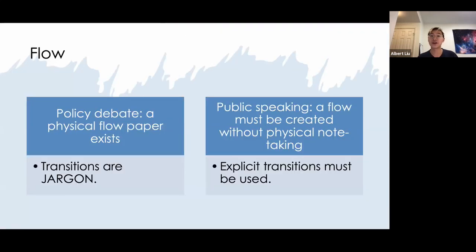When it comes to flow, a policy debate has a physical flow paper that your judge should be taking notes on as you read. And that's because you provide them these transitions that are jargon, like contention one, subpoint A, subpoint B. Whereas in public speaking, you don't get to use that jargon. Instead, you have to create a certain flow in your judge's mind organically. So they aren't expected to be physically note taking. That means that you have to use explicit transitions. So you have to say, next, or for example, or my next argument, or furthermore, conclusion. Those sorts of transitions have to be used in public speaking, whereas in policy debate, they're kind of just implied by jargon.